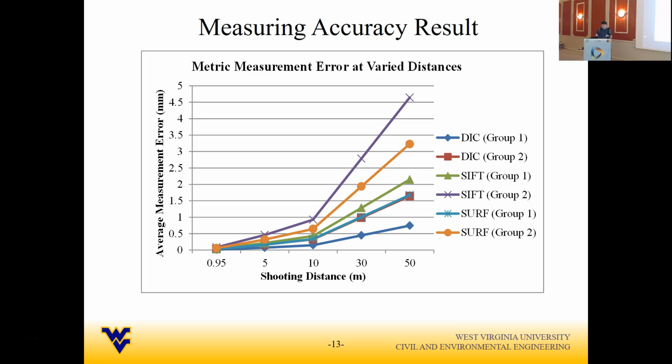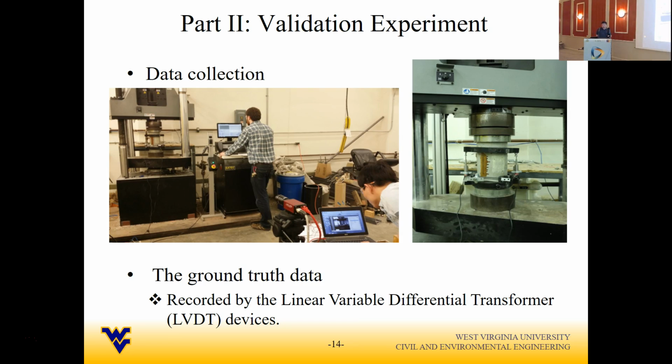So the general conclusion is the DIC algorithm performed the best in terms of accuracy. Having this conclusion, we implemented the pipeline, and then we did another set of experiments in the concrete lab. Here is one snapshot of where we were doing the experiment, and a technician helped us to collect the data. Here, actual force was applied to a cylinder of concrete, and we used the linear variable differential transformer to collect the deflection of the concrete, and we used it as the ground truth data to compare with the measurement generated by our algorithm.